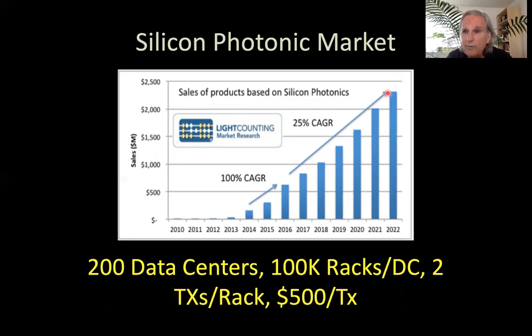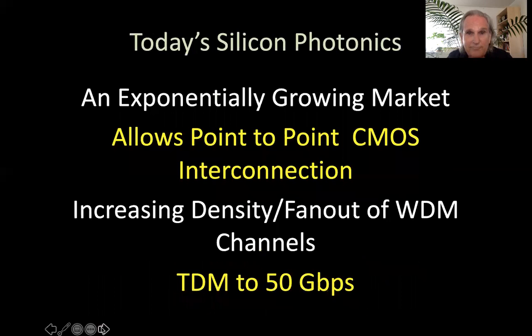Data centers are being built, more transceivers are going in. People are finding other ways to use transceivers. Again, 200 data centers, 100,000 racks per data center, 2 transceivers per rack at $500 a transceiver back here. Now the transceivers are down to under 300, but still, there are a lot of them.